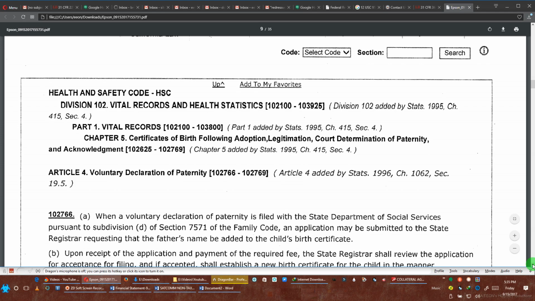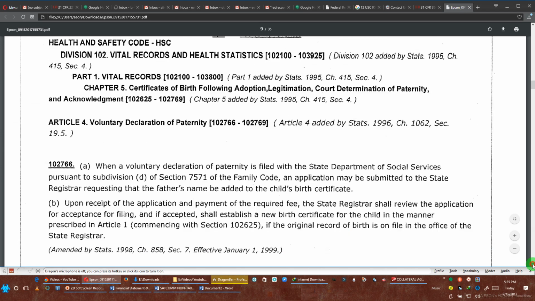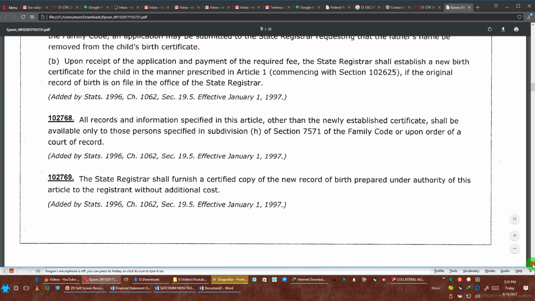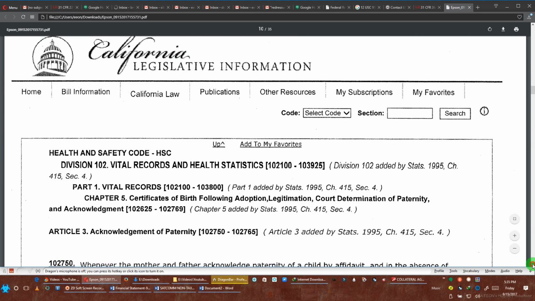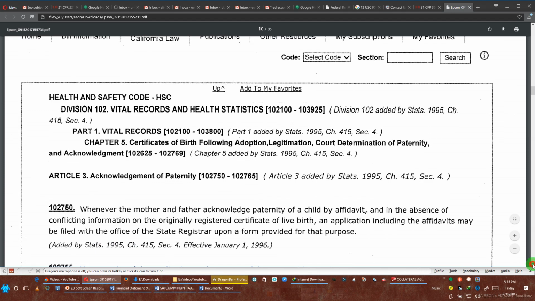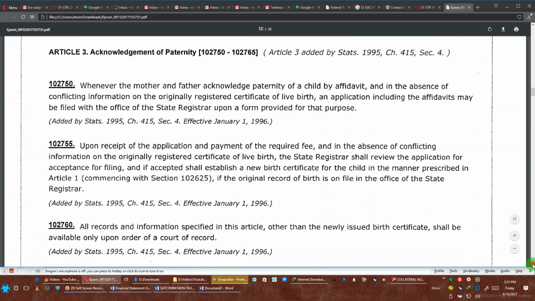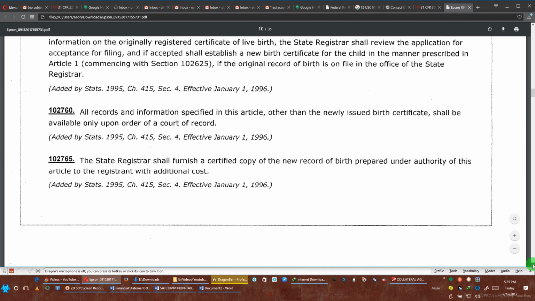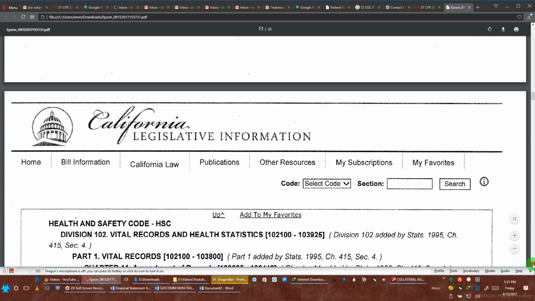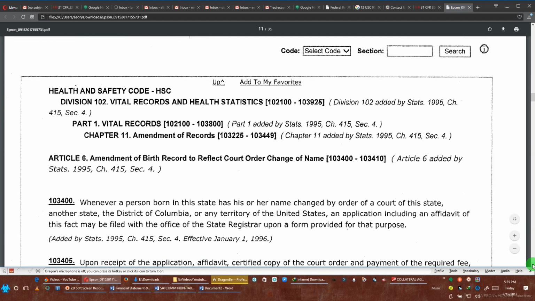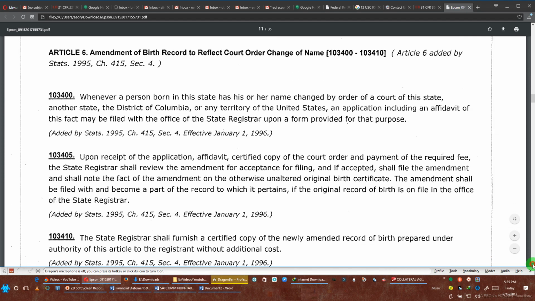Okay, let's go here. Voluntary declaration of paternity. Don't care about the voluntary declaration of paternity. No, don't care about that section either. I haven't gone over this. Somebody just sent this to me. Minute birth record reflect the court order change of name. No, I don't want that.